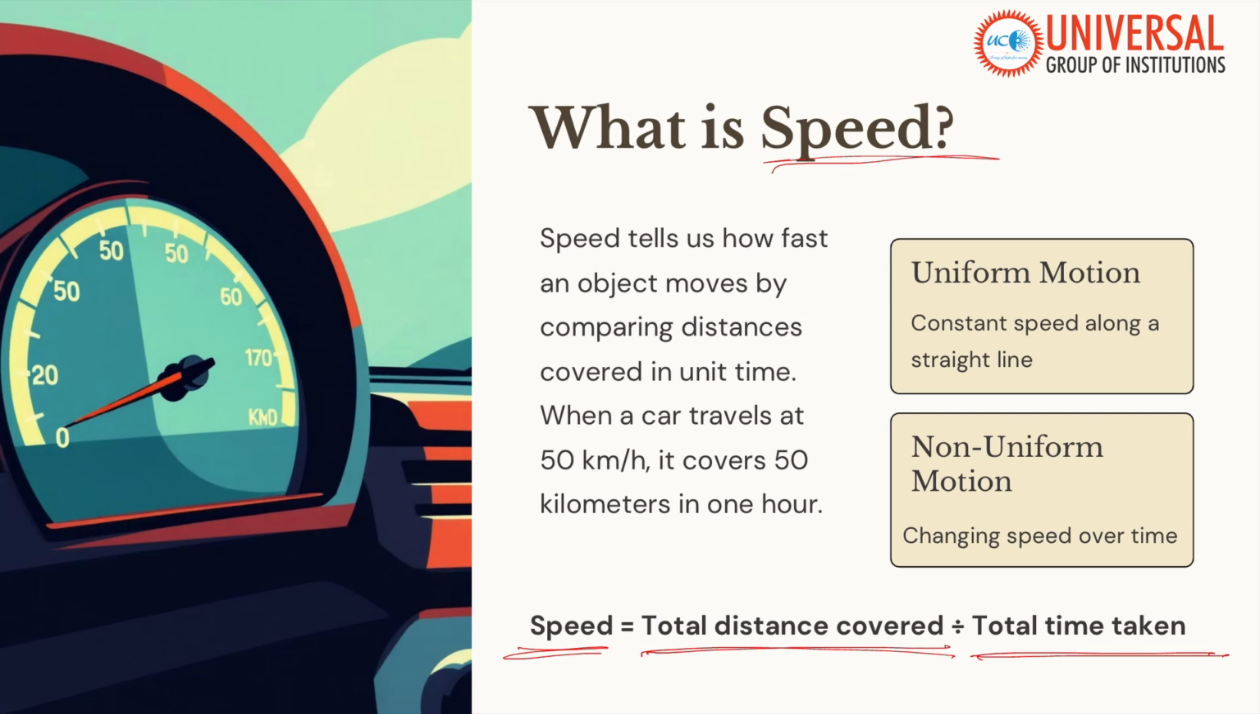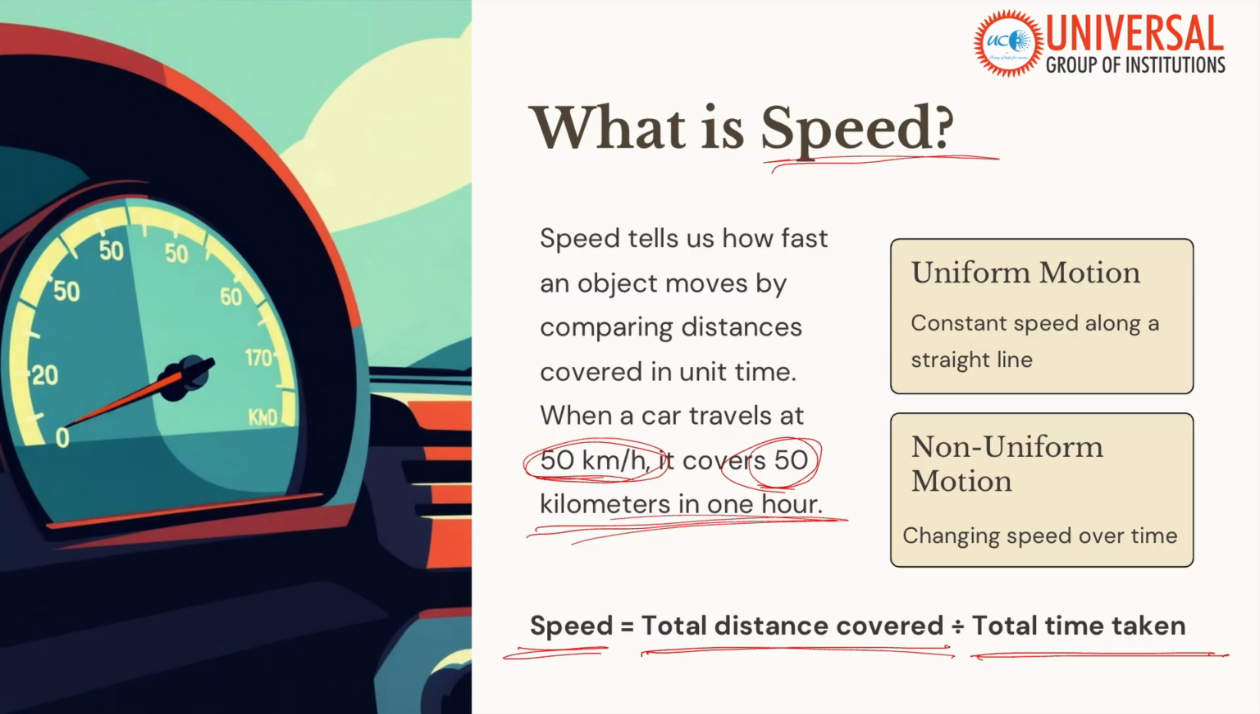For example, we can take a car. We can say that the car is moving at a speed of 50 km per hour. That means the car covers 50 kilometers in 1 hour. So the speed of the car is 50 kilometers per hour. That means it is going to cover or reach 50 kilometers in 1 hour.